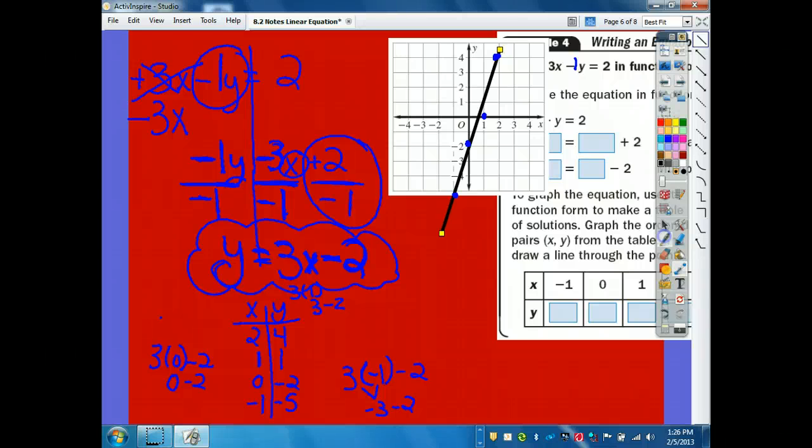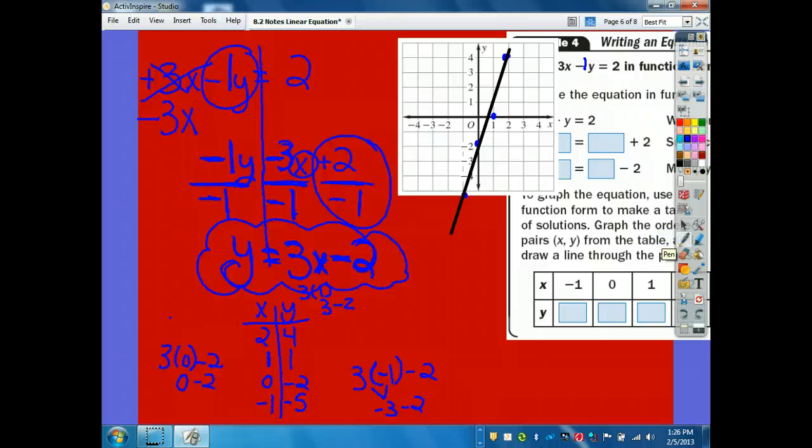You graphed it wrong. What do you mean? I made a mistake? Yeah. I don't make mistakes. What'd I do? You graphed the 1, 0. This one right here is not on there. Which one is that over here that I graphed?